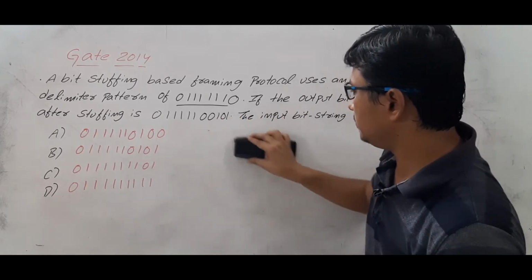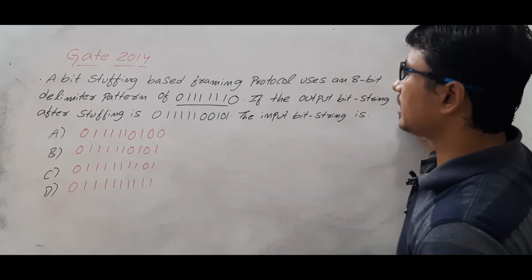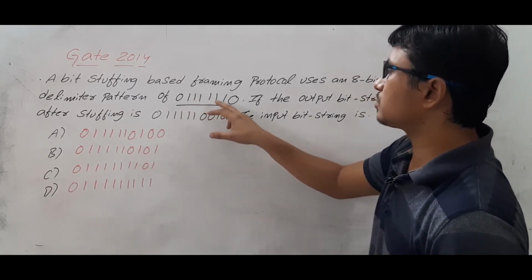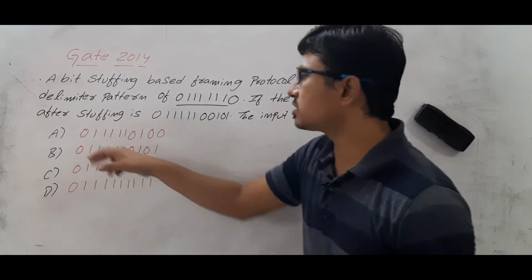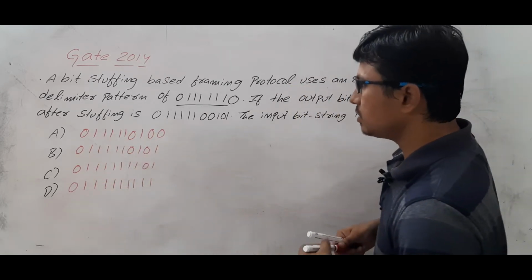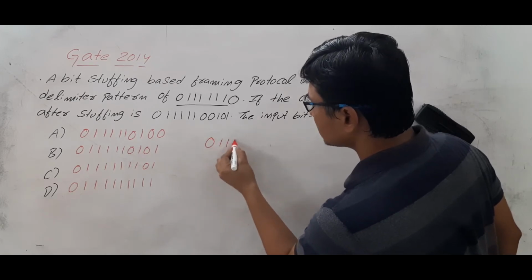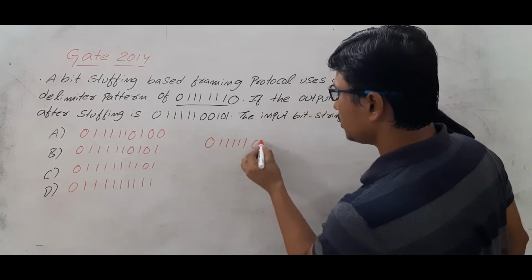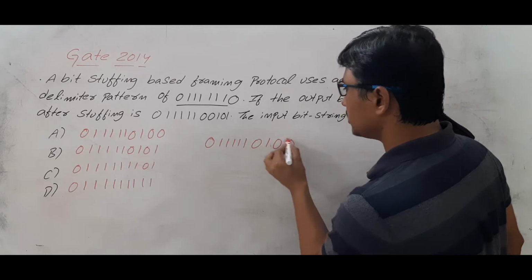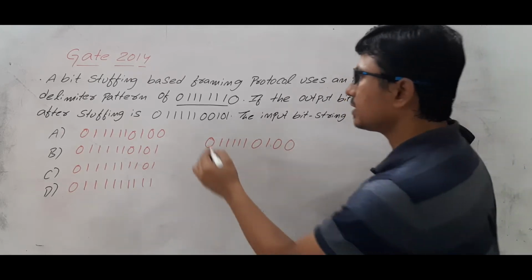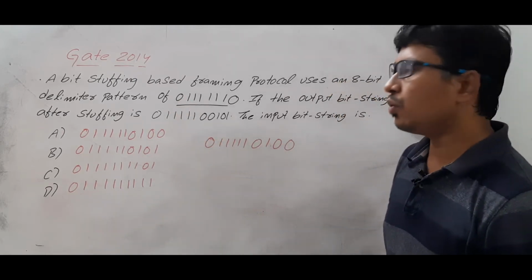Okay, so what is the end delimiter pattern they have given? 01111110. Now take this input. What is this input? 0. How many ones are there? 5 ones are there. 0, 1, 0, 0. If this is the input and this is the end delimiter pattern, what should I do?